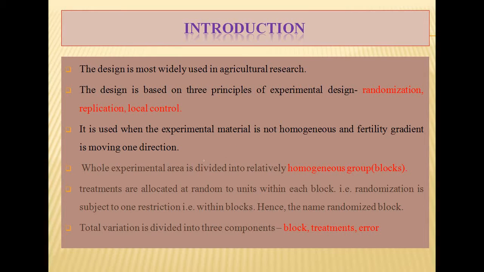So the whole experimental area is divided into some relatively homogeneous groups, and these homogeneous groups are known as blocks. The treatments are allocated at random to the units within each block. That is, randomization is subject to one restriction, that is within blocks. Hence the name randomized block. The total variation is divided into three components, and they are block, treatments, and error.